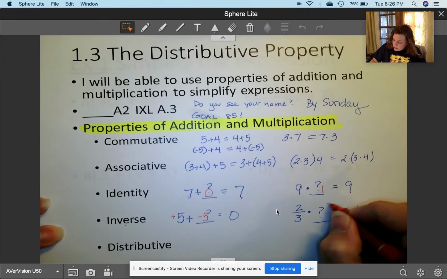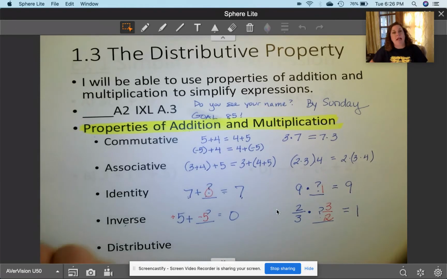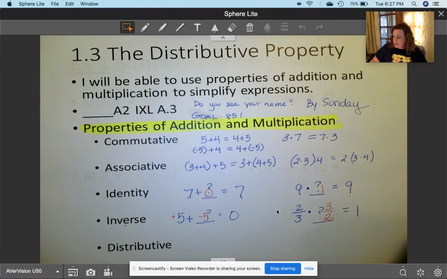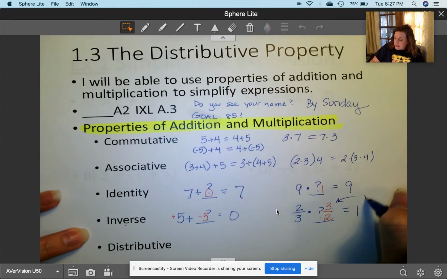So 2/3 times 3/2 is the inverse operation. And you can see if you were to multiply these fractions together, 2 times 3 is 6, 3 times 2 is 6. So this is 6/6, which reduces to 1. And so these end up reducing down to 1. And 1s are really, really nice when we're trying to solve equations. So this is the multiplicative inverse. You can think about it as like a reciprocal.